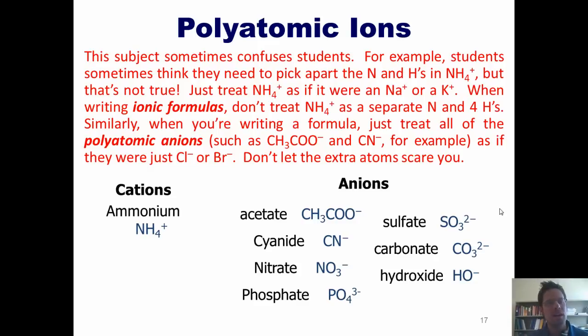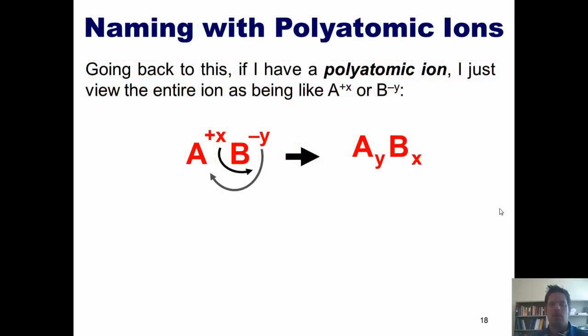When you write ionic formulas, don't treat the NH4+ as a separate N and 4 H's that you all have to deal with. Similarly, when you're writing a formula, just treat all of the polyatomic anions, such as acetate or cyanide, for example, as if they were just a Cl- or a Br-. Don't let the extra atoms scare you. Going back to this, if I have a polyatomic ion, I just view the entire ion as being like an A plus X or a B minus Y.